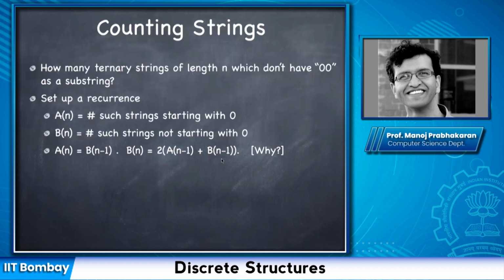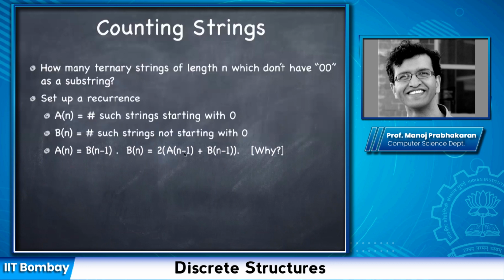All right, so this is our recurrence relation. a_n is defined in terms of b, and b_n is defined in terms of a. But you're always defining it in terms of smaller quantities, so there is no cyclic definition here.